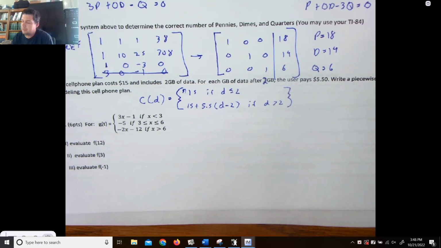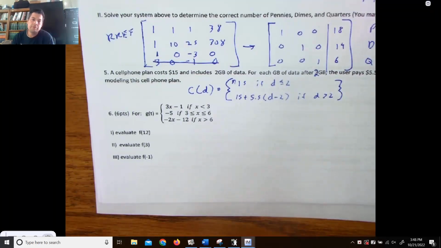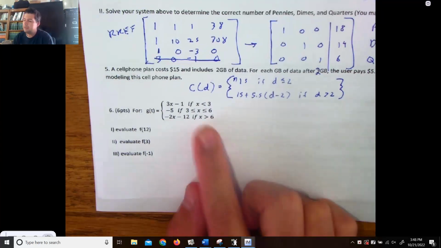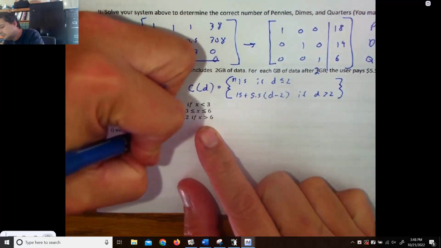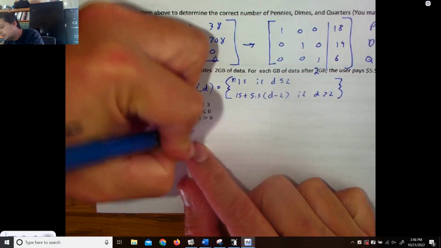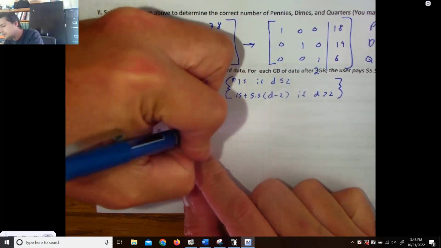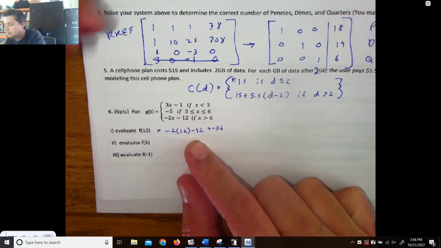All right, what's up with this one? Oh, evaluating a piecewise function. That's pretty simple. Find f of 12. You got to plug that in right there. So negative 2 times 12, take away 12, should be negative 36. You can check the math on that if you want.